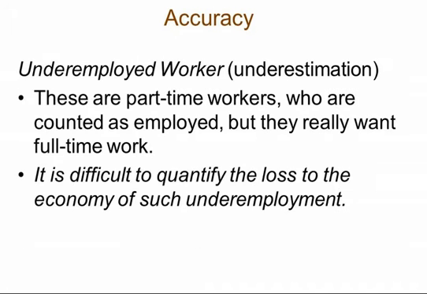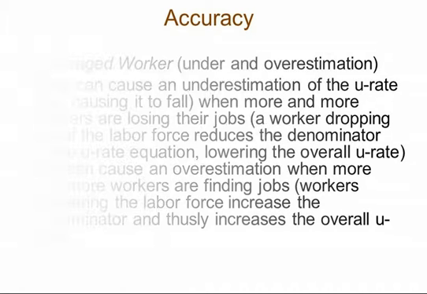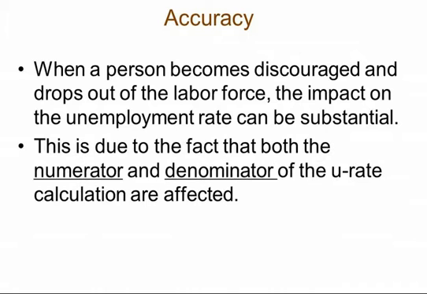So we talked about this. So let's just move on to, let's talk about the discouraged worker again. And like I told you before, this can affect the numerator and denominator of the unemployment calculation. Remember, it's the unemployed workers divided by the labor force. Well, when somebody leaves the labor force as a discouraged worker, this affects both the numerator, the number of unemployed, and the denominator, the labor force.